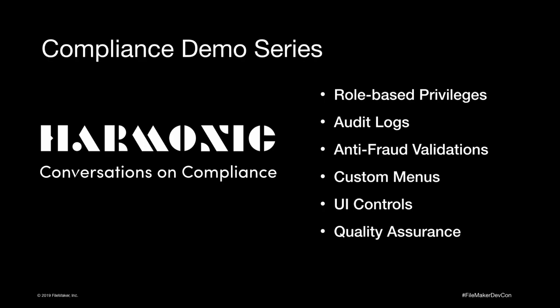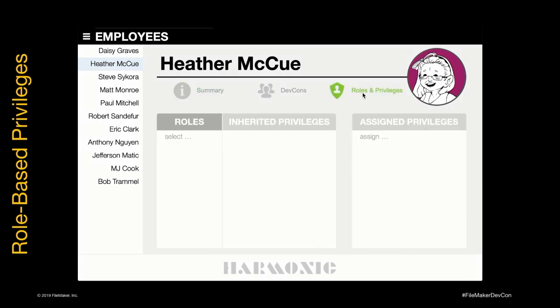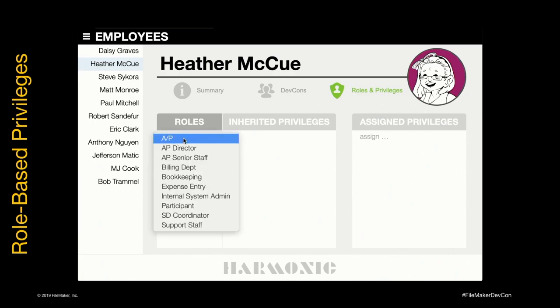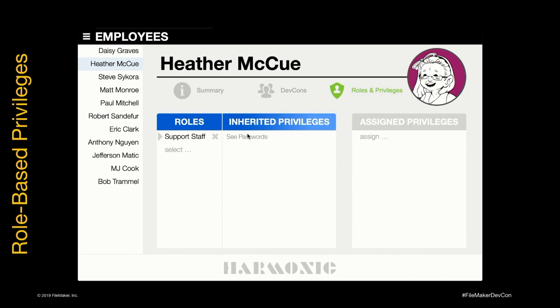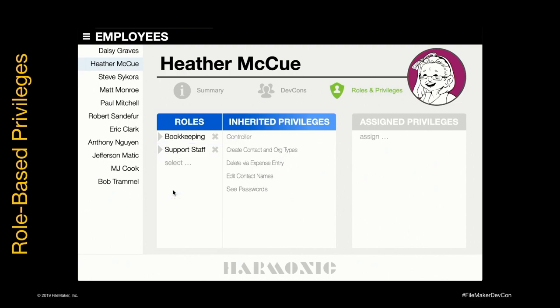Let's take a peek and preview some of this. We're going to take a look first at assigning roles and privileges. We're going to start by adding a role. And you'll see that we've inherited a privilege. We inherited the C passwords privilege. Let's try a different role. We're going to assign bookkeeping.